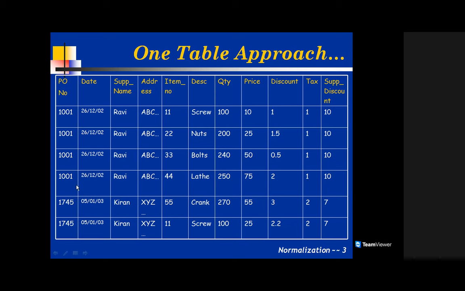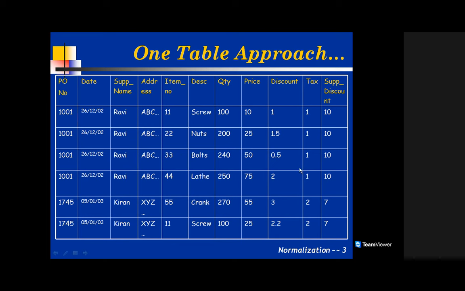Now, like that, I have given you a single table approach, and I have also given you some sample data here so that you can understand whether this design is good or bad. Because I need to store the data, tomorrow if anybody asks, I can write a query on the table and get the data simply. So we have data for two purchases: one purchase number is 1001, the second is 1745.